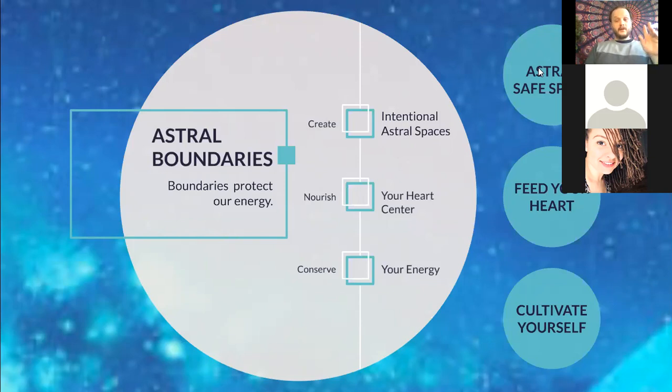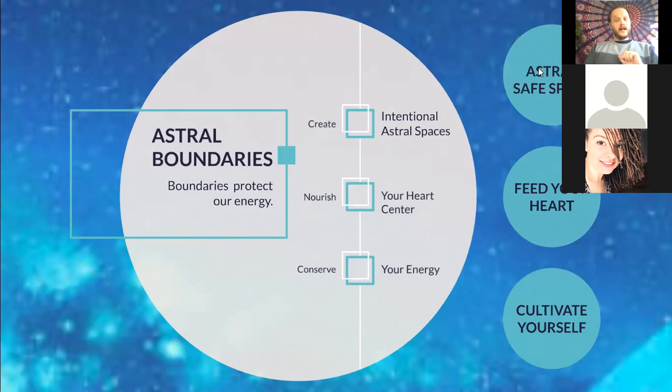So the fundamental practice of creating astral boundaries comes down to creating a space for ourselves, a home within ourselves. In your physical life, hopefully you have a shelter. And that shelter is a place where you can go to recharge and rejuvenate. Maybe it's a bedroom if you live with other people. Hopefully you have that space. But even if you don't, you can have that space within. You can create an intentional astral space.